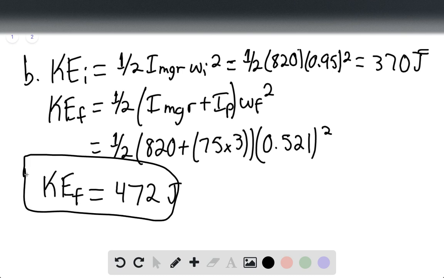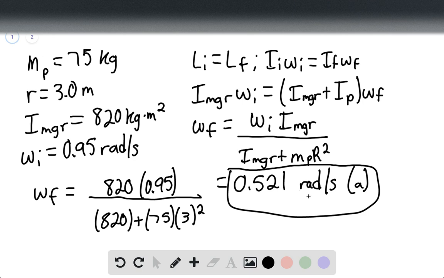So this will be your final answer for the final kinetic energy, and this will be the final answer for the initial kinetic energy. And then this would be, of course, your final angular velocity. That is the end of the solution.